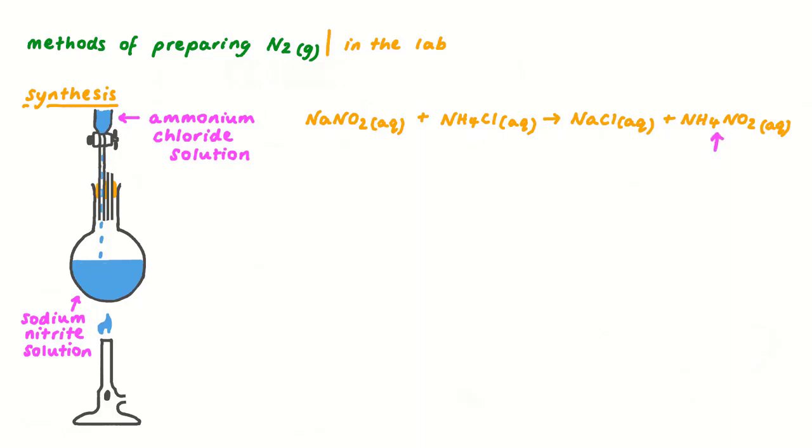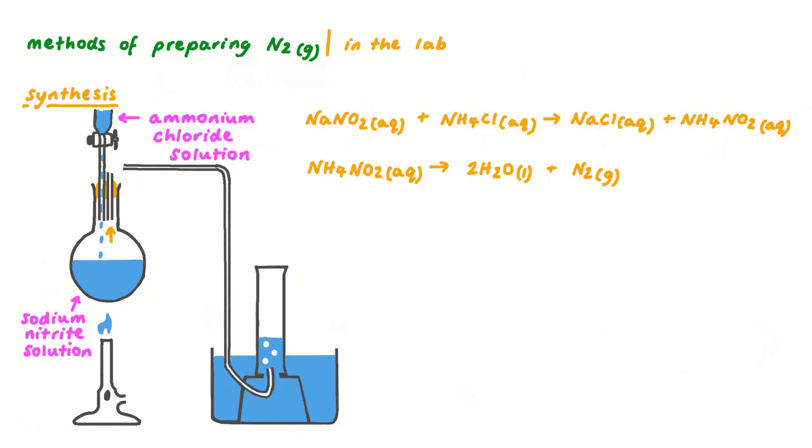Ammonium nitrite has been created in situ, as it is highly unstable and will decompose. When ammonium nitrite decomposes, it produces water and nitrogen gas. The nitrogen gas rises, entering the tube, and can be collected in a gas cylinder over water. This method does mean that water vapor will also be collected. If we wanted water-free nitrogen, then we could pass it through concentrated sulfuric acid and then collect it in a gas cylinder over mercury.